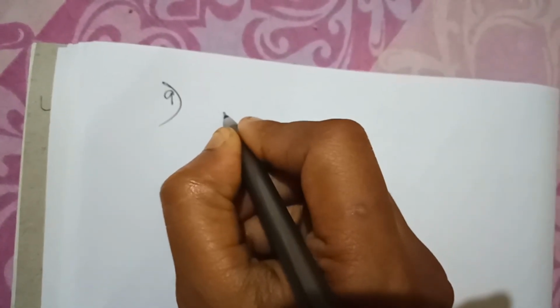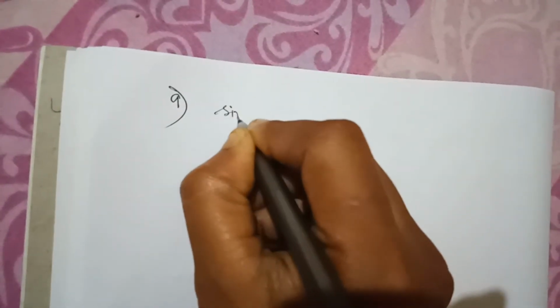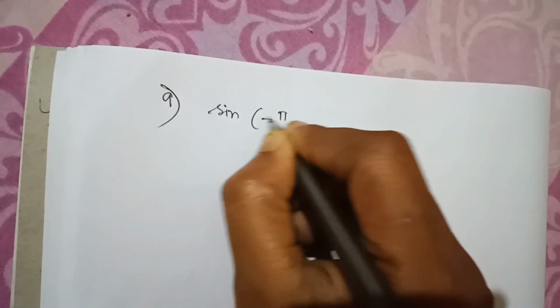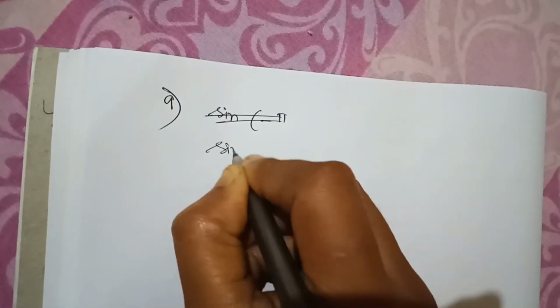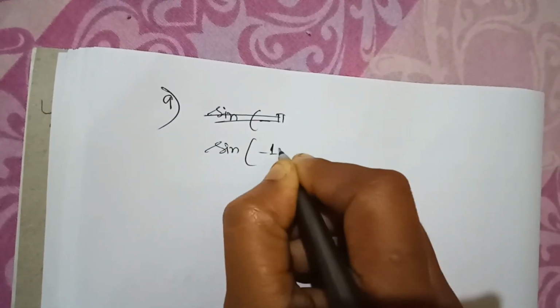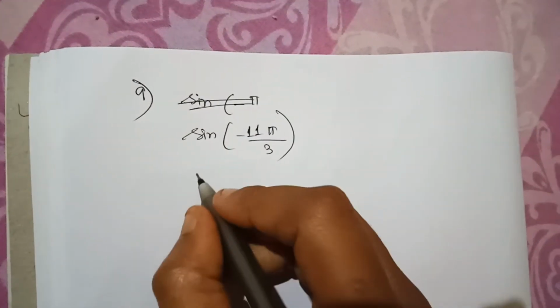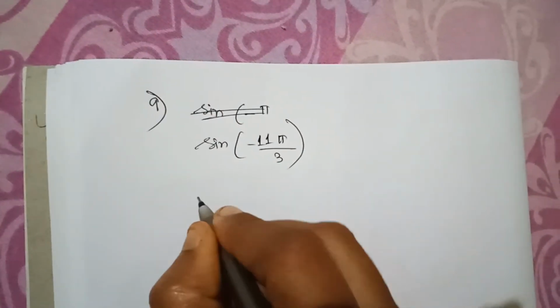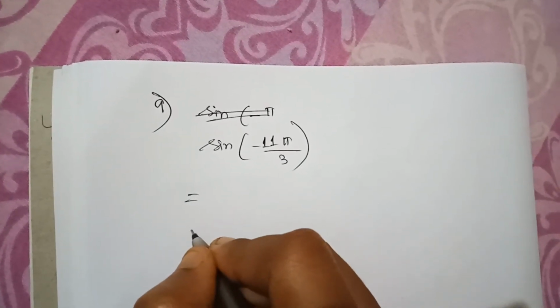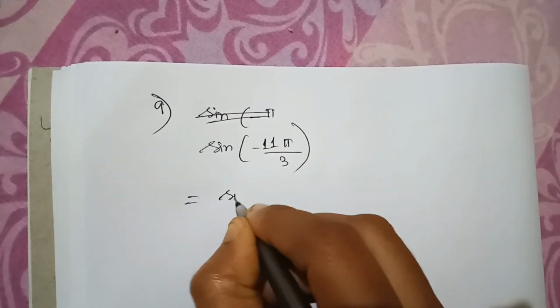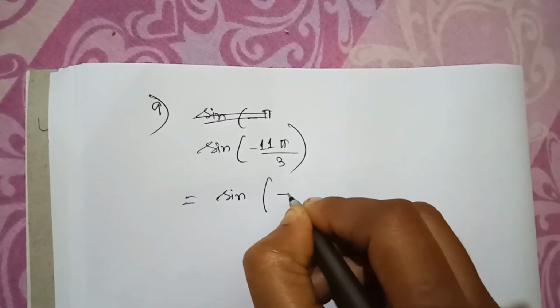Coming to question number 9. Question number 9 is find the value of the trigonometric function, that is sine of minus 11 pi divided by 3. How will you find it out? So look at the process that I am doing. It's very important. Sine of minus, as it is.